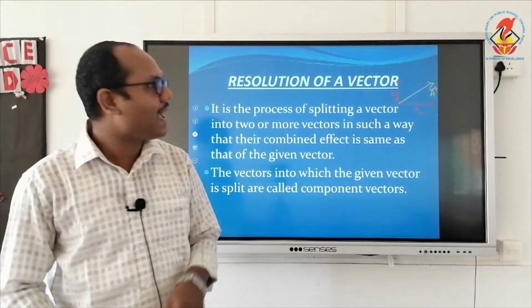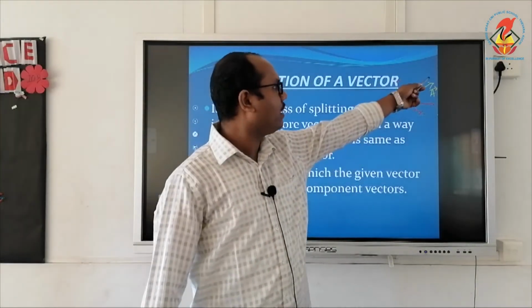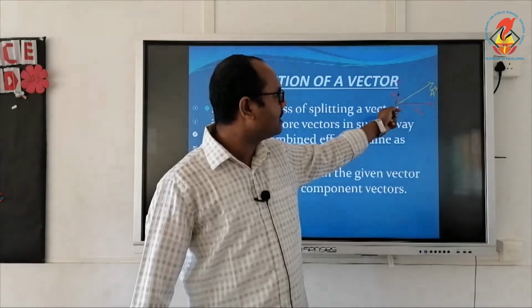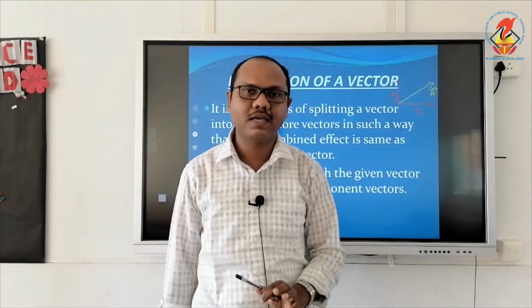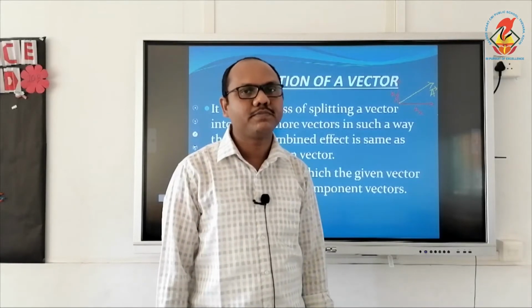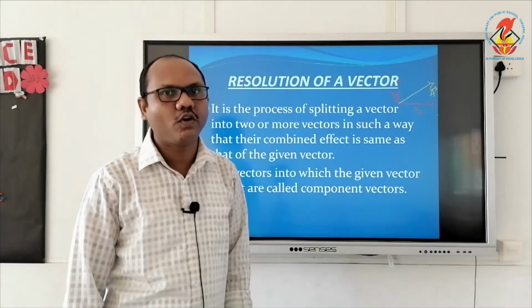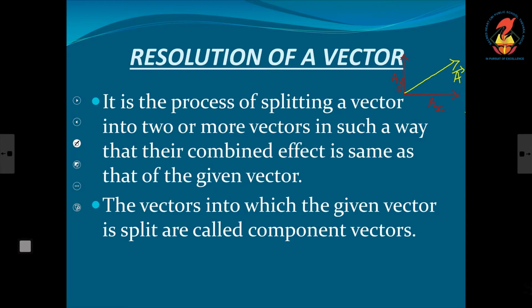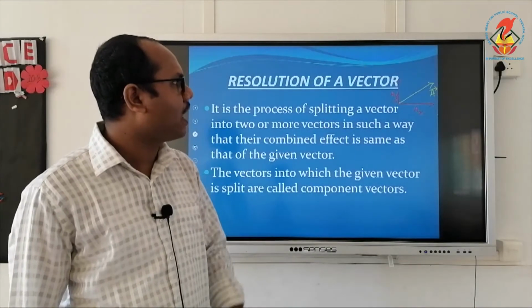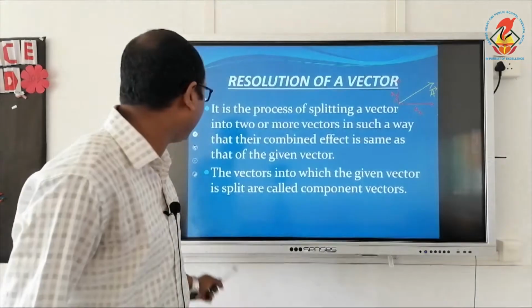So what I actually did is, when I draw a vector A, I split that vector into two vectors, vector AX and vector AY. This is called resolution of a vector or splitting of a vector. And the vectors into which the given vector is split are called component vectors. So AX and AY are called the component vectors of A.